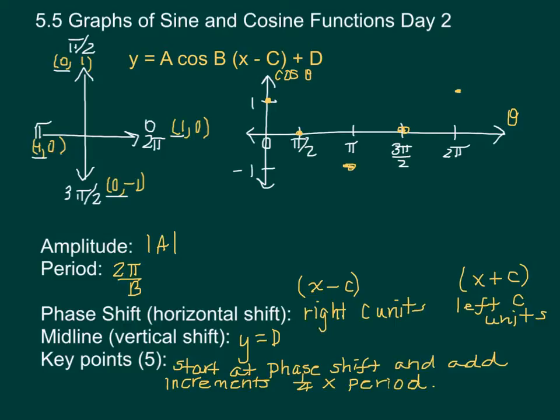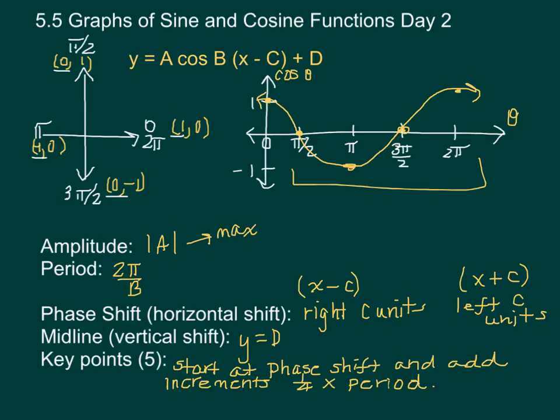So for the cosine graph, it goes max, 0, min, 0, and back at your max. And then the cycle keeps repeating. This represents one period, which is 5 points. At the bottom, you're going to notice your characteristics of amplitude, which is the same as sine, absolute value of A, which gives you your max. Remember that.